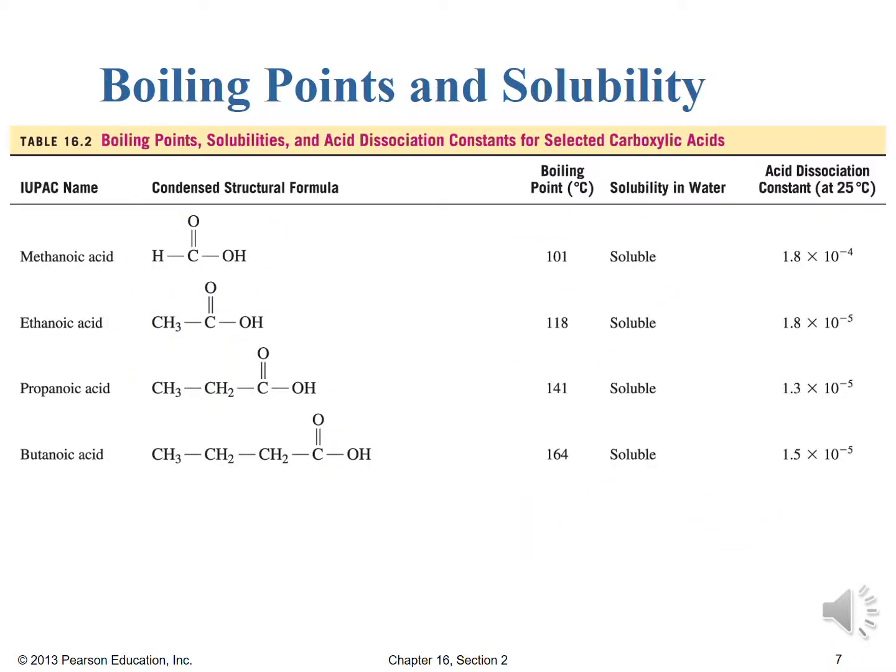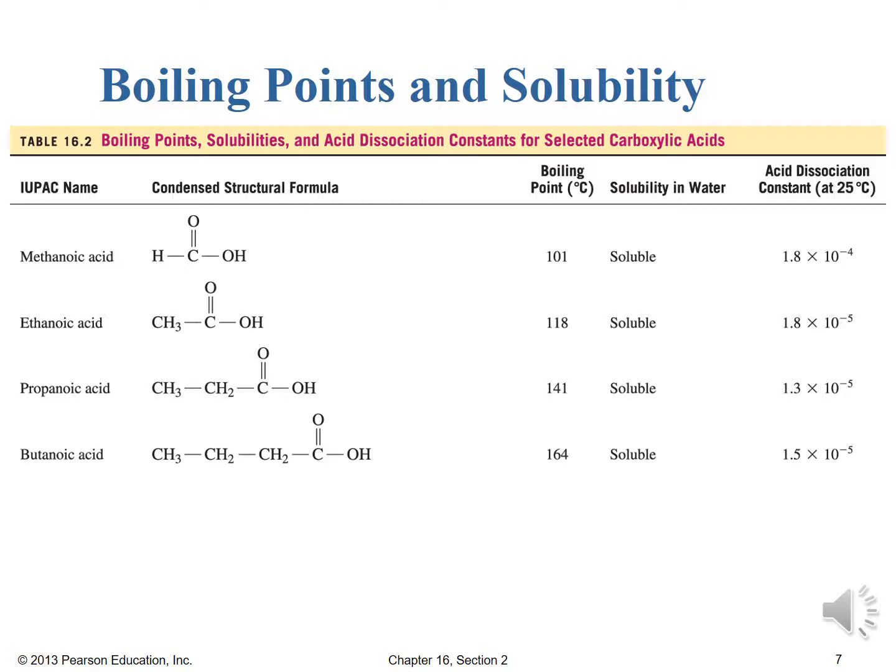Here in table 16.2, we get the boiling points, solubilities, and acid dissociation constants for some small carboxylic acids. So the methanoic acid's the smallest possible carboxylic acid. Its boiling point is 101 degrees Celsius, so just over the boiling point of water itself, and it's very soluble in water. The acid dissociation constant gives an idea of the strength of the acid, and so this is 1.8 times 10 to the minus 4. This is a fairly strong organic acid.